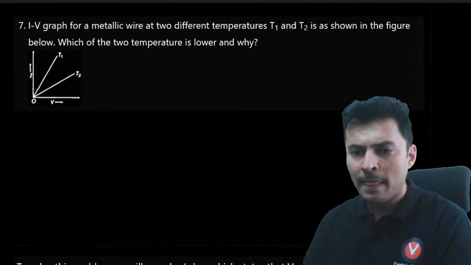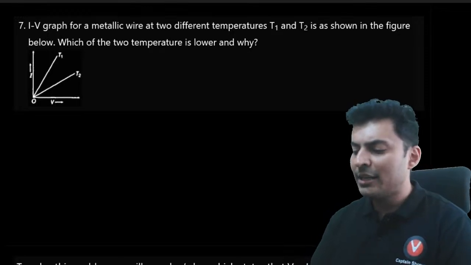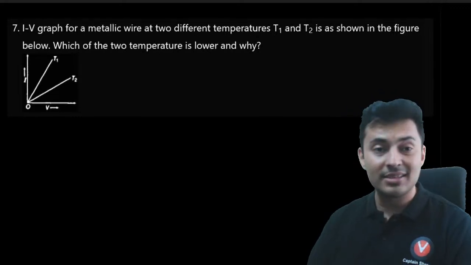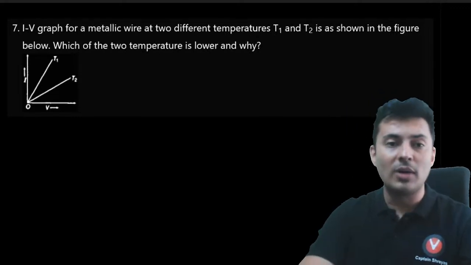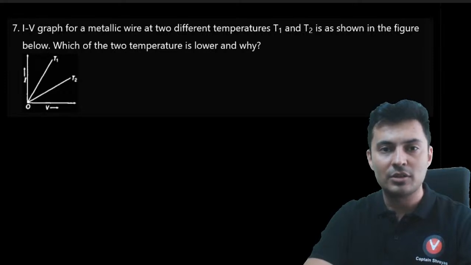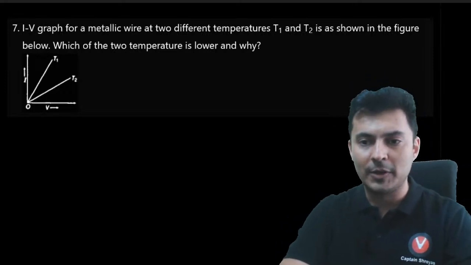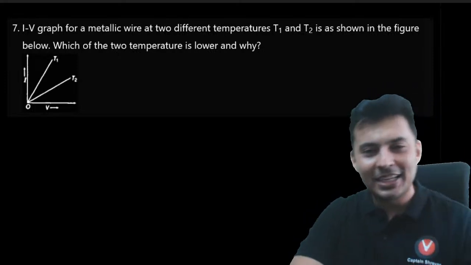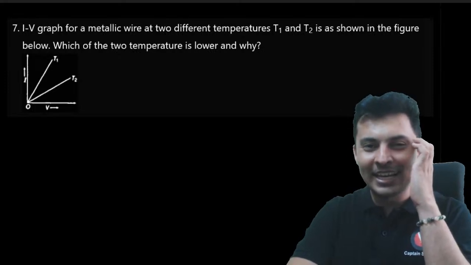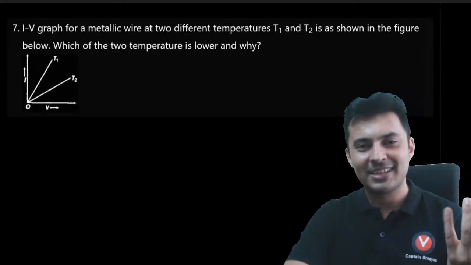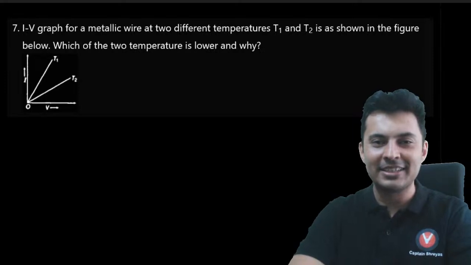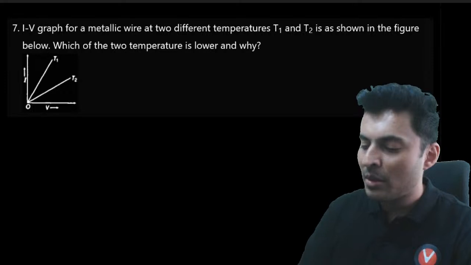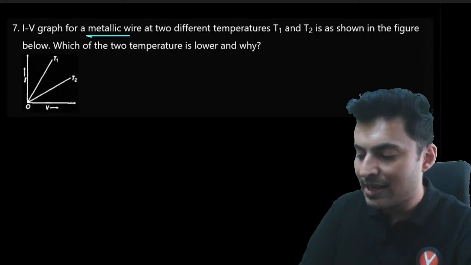Now, the IV graph for a metallic wire at two different temperatures, T1 and T2, is shown in the figure below. Which of the two temperatures is lower? The reason is also asked, so it is a give-reason kind of question, my dear students. For insulators, no current will pass, so the voltage versus current graph will always be zero. That is why the name insulators came. But see, it's a metallic wire, which means it's a conductor.